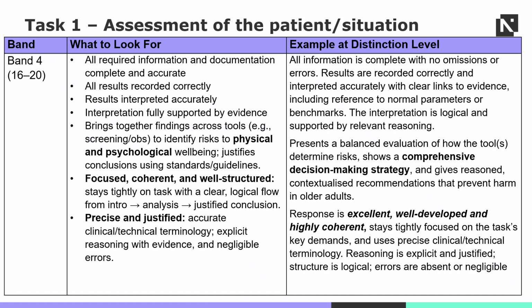When you demonstrate this to learners, narrate the because-therefore chain. For example, because the MUST score has increased and weight has dropped over 2 weeks, therefore malnutrition risk is rising. Escalate to dietetics and start food or fluids monitoring today. This single sentence shows assessment, interpretation and justified action. And that covers the criteria that we're looking for on the left here in band 4 and a more detailed example at the distinction level on the right.